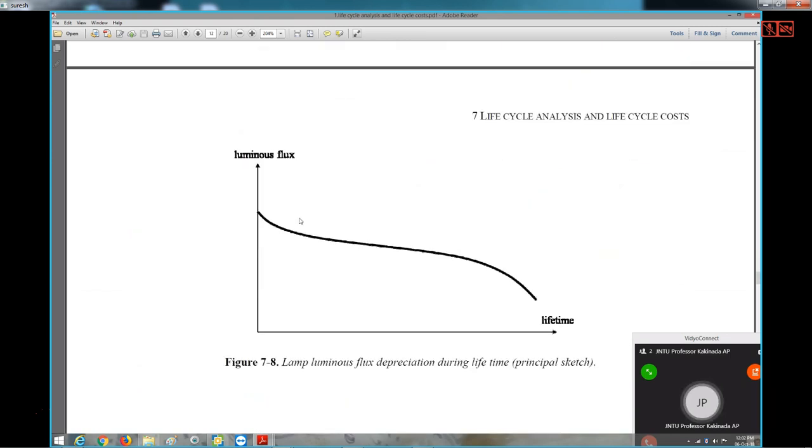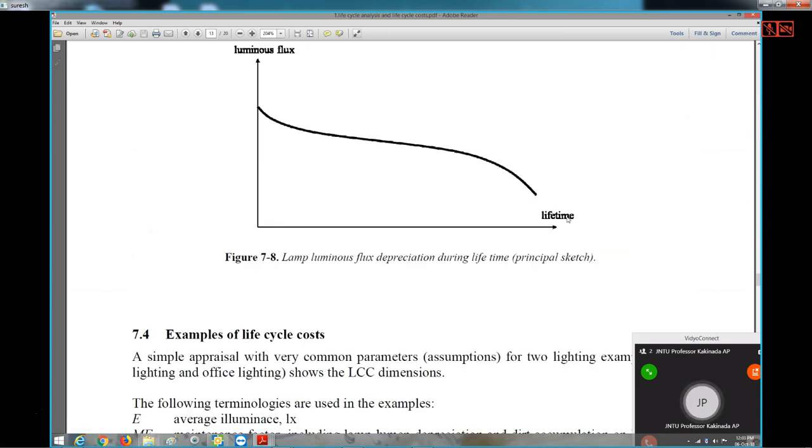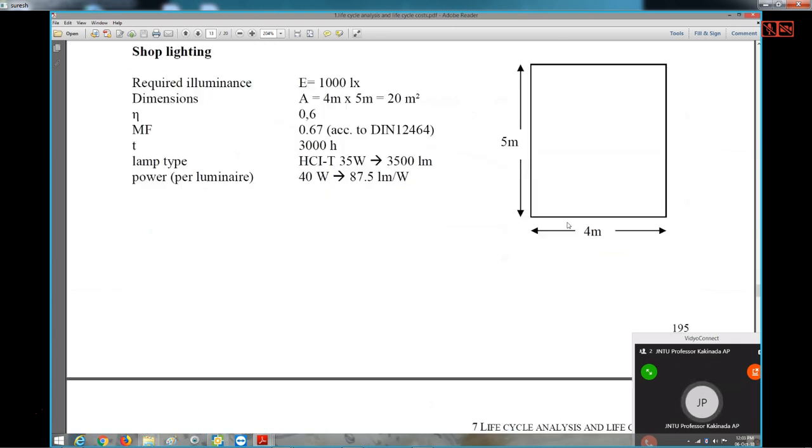Then coming to luminous flux and lifetime. As the lifetime increases, automatically the luminous flux delivered by any element is going to get reduced. Here we can say that the life and the efficiency of any electrical device, if it works for some number of hours, then its efficiency is going to reduce. That is shown by this characteristic.